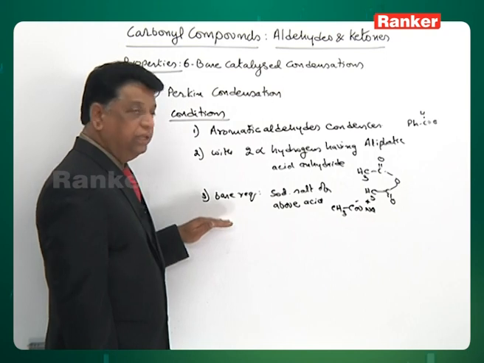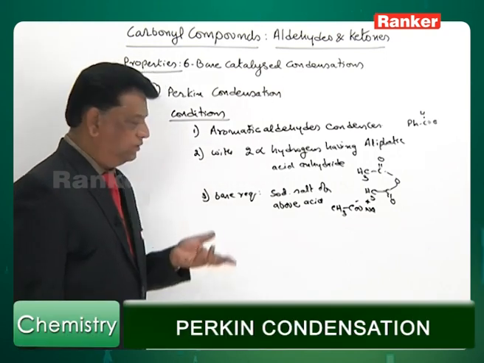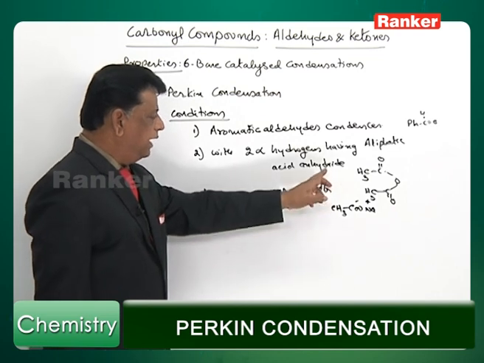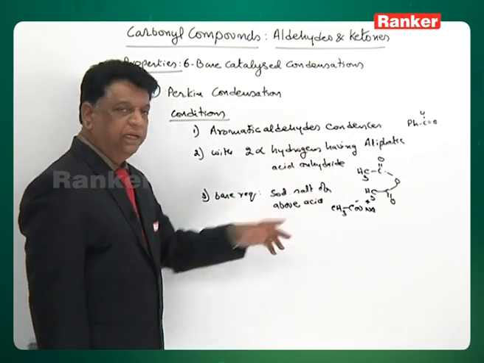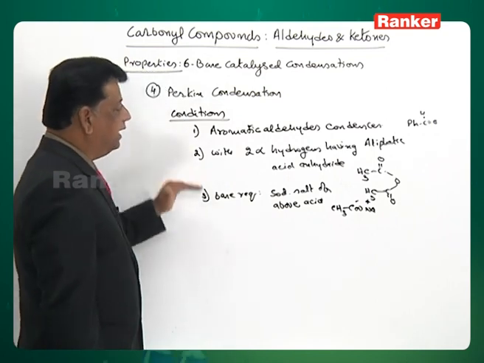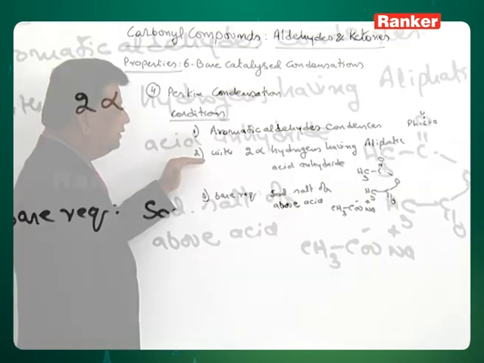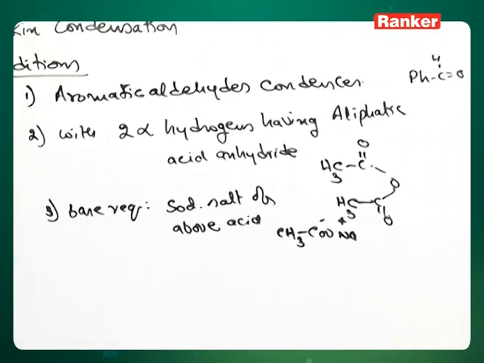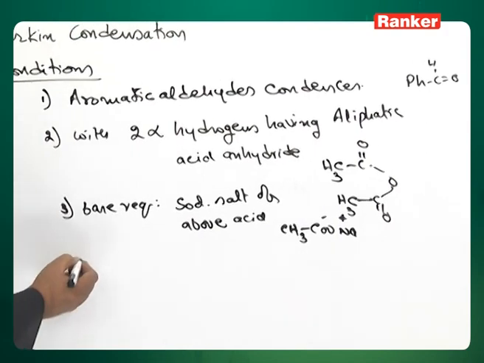What is the base used in Perkin condensation? Straightforward question. RCOONa. The same anhydride's RCOO, otherwise there will be a jumbling of the products. So, same acid anhydride what you have taken, the corresponding sodium salt or potassium salt you take, and aromatic aldehyde is condensed. So, let us take one reaction.